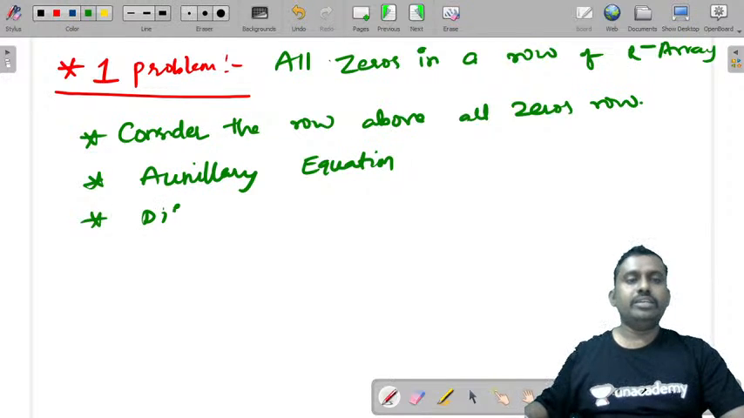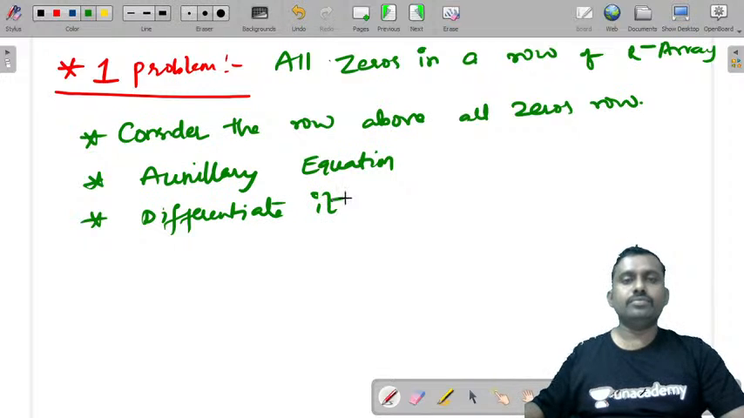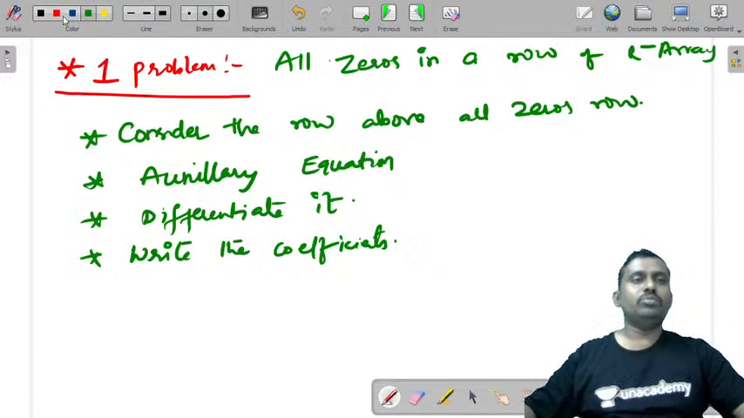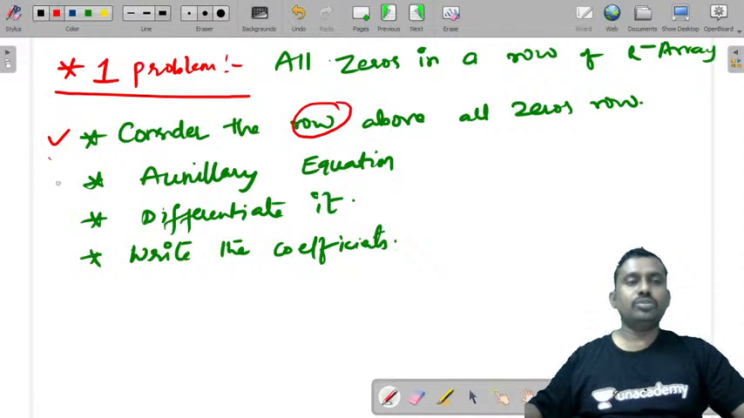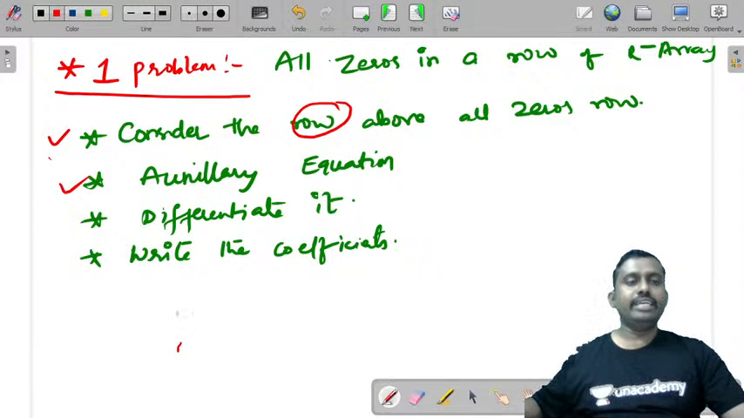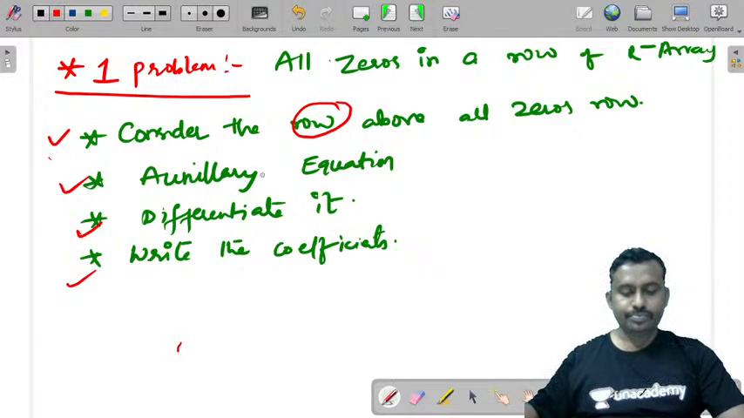Then differentiate it and write the coefficients. I'll slowly explain what these are, but just remember what you need to do. You need to consider the row above the all zeros row and write an auxiliary equation to this, and differentiate it, then write the coefficients. This is what you have to do.